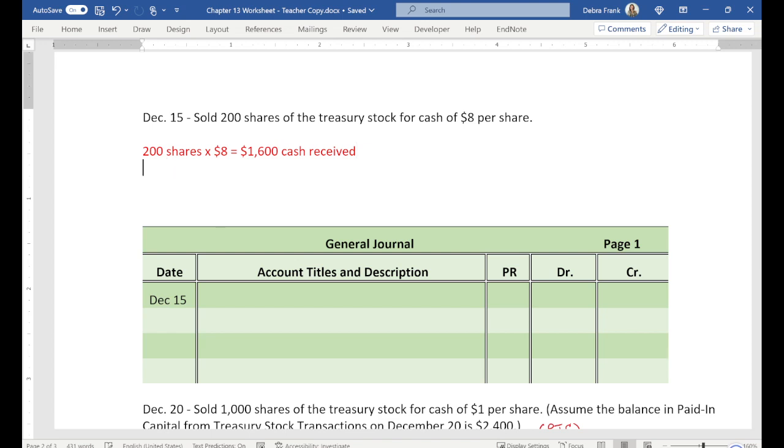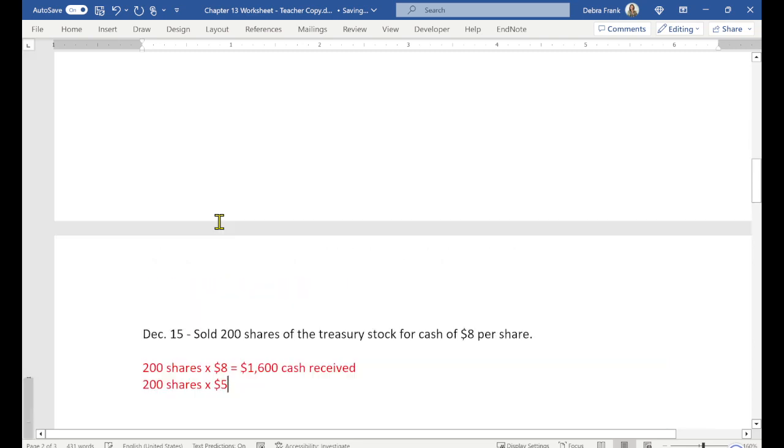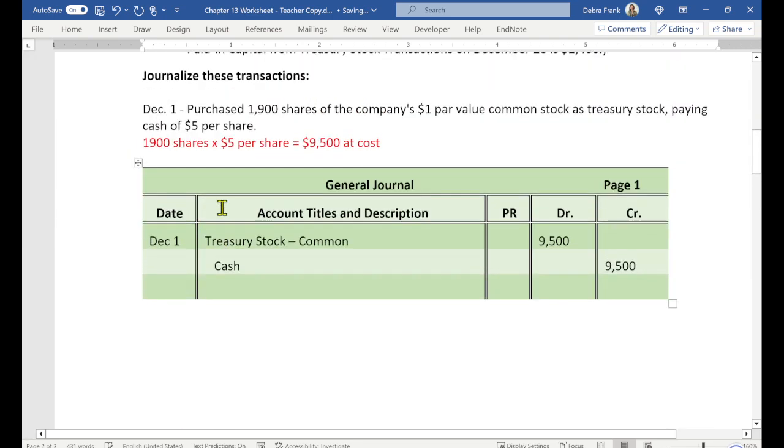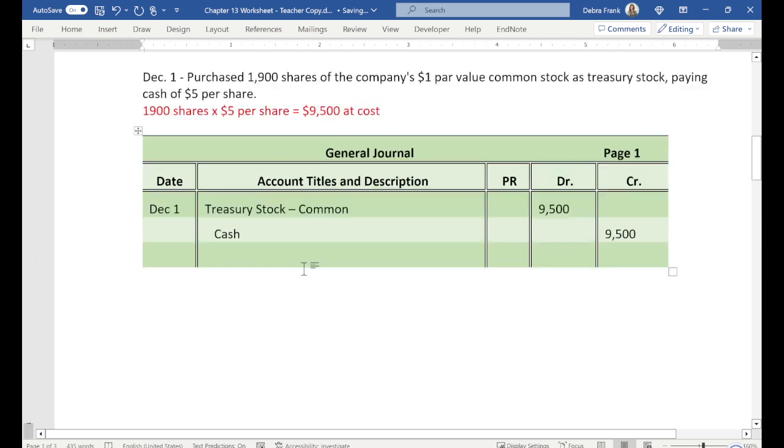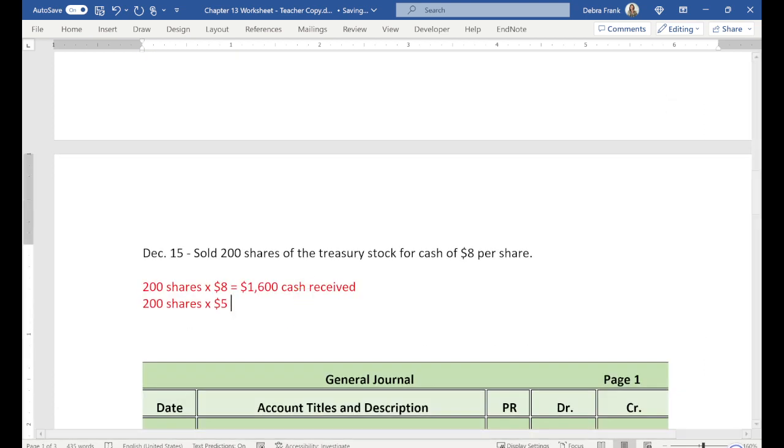And let's keep going. We record treasury stock at cost. So how much did our treasury stock cost us? It was $5 per share, right? That was how much we paid for it originally. So that's the cost. And so we're going to reduce 200 shares, and that would be at the cost of $1,000.